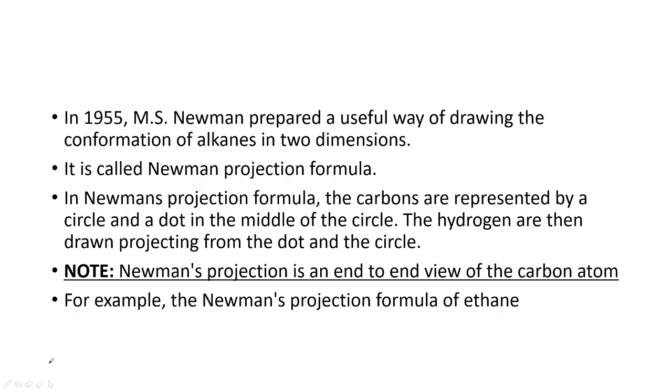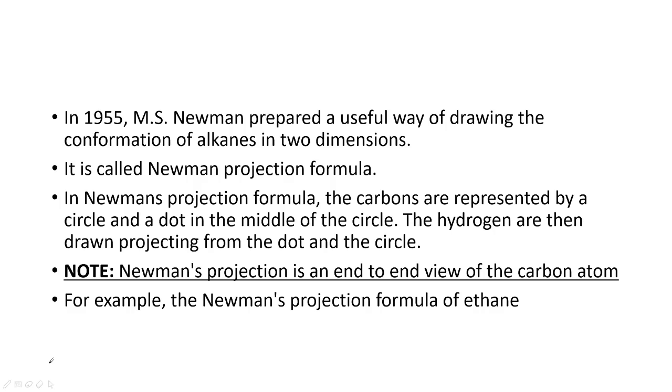In Newman's projection formula, the carbons are represented by a circle and a dot in the middle of the circle. Because we're dealing with two carbons overlapping each other, connected by a sigma bond, one is represented by a circle and the other by the dot in the middle of the circle. I'm going to show you the projection using an example. The hydrogens are then drawn projecting from the dot and the circle.